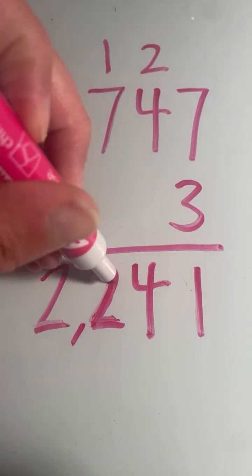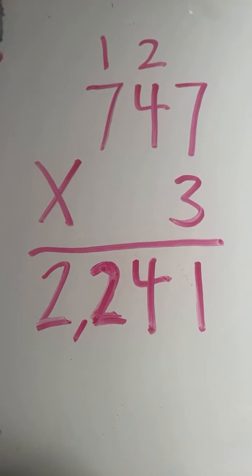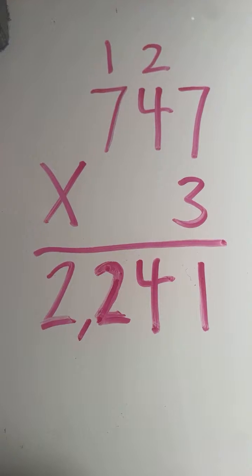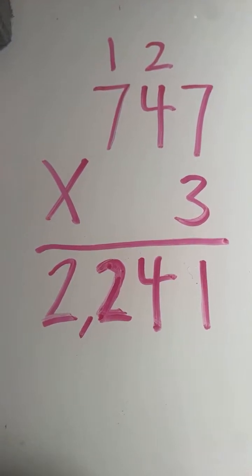And we have our final answer. 747 times 3 equals 2,241.